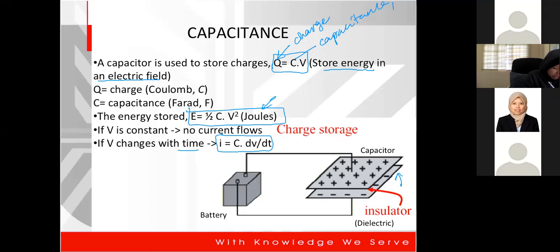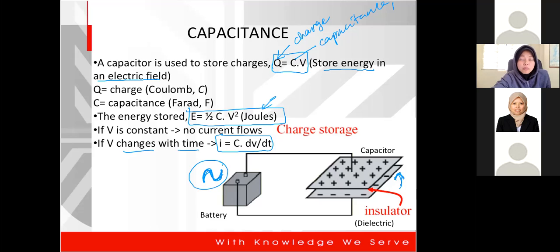But when the voltage changes, alternating current, when we put an alternating voltage from an alternating power source, then current will flow, and the equation is I is equal to C dV/dt. Okay, so that is the basic capacitance analysis. It becomes more complicated compared to when we are just dealing with a DC circuit.